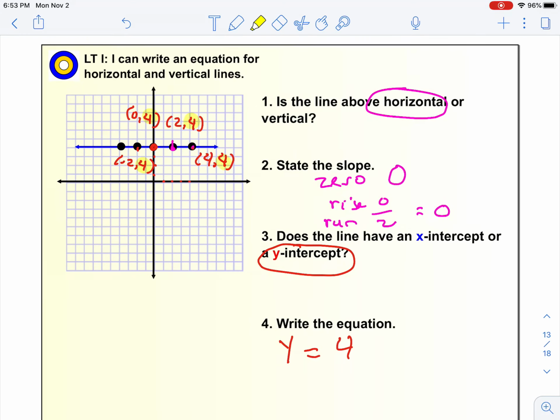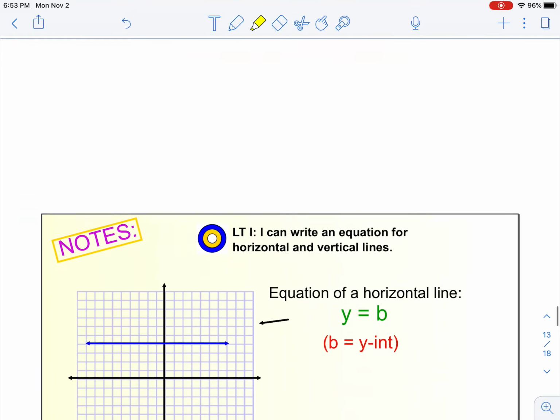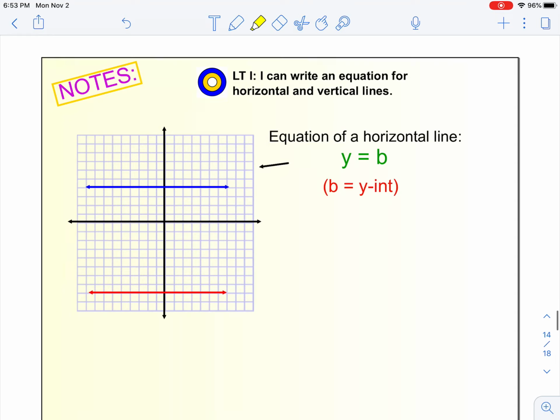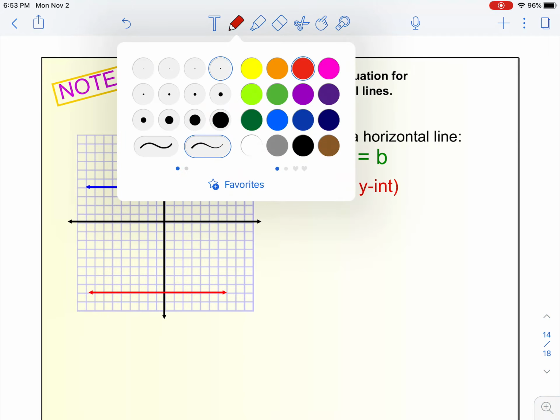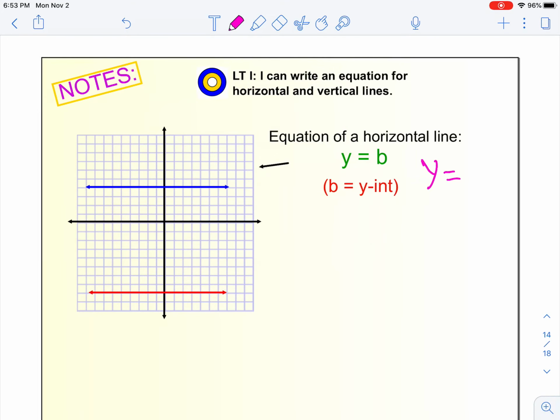Are you noticing that all of these ordered pairs, the y value is 4? And that's why the equation is y equals 4, because every ordered pair on that line, the y value is 4. So this is what it looks like for your notes. The equation of a horizontal line is always y equals something, and it happens to be the y-intercept. So horizontal lines are y equals something, and it is the y-intercept that you put in right there. And so we can name that b.